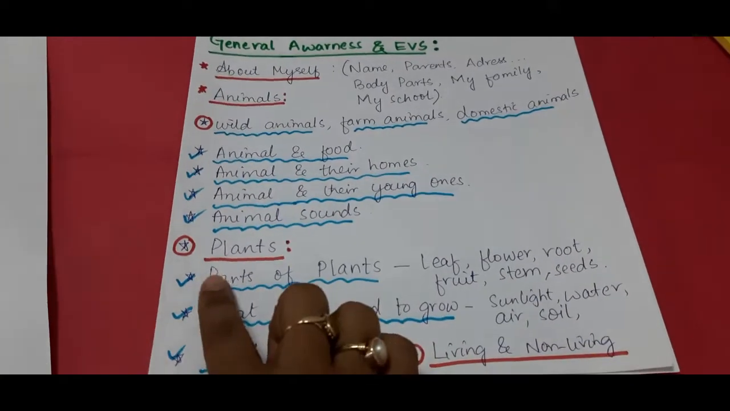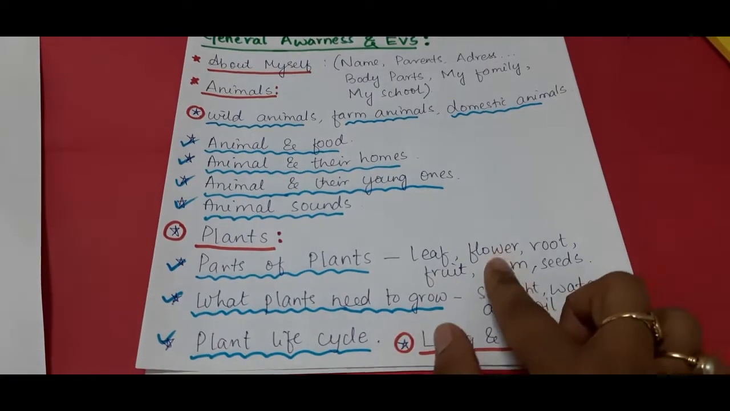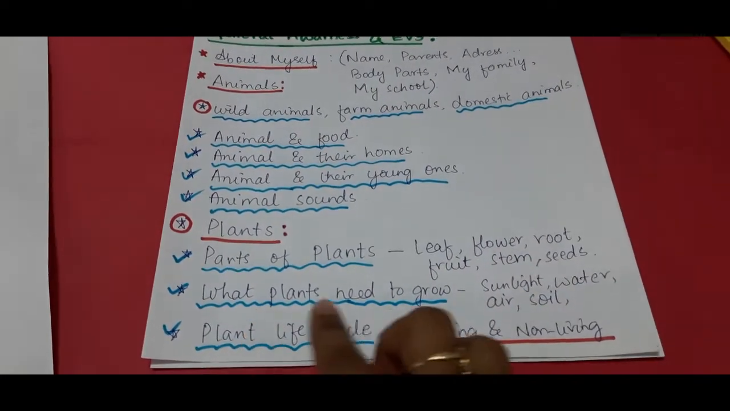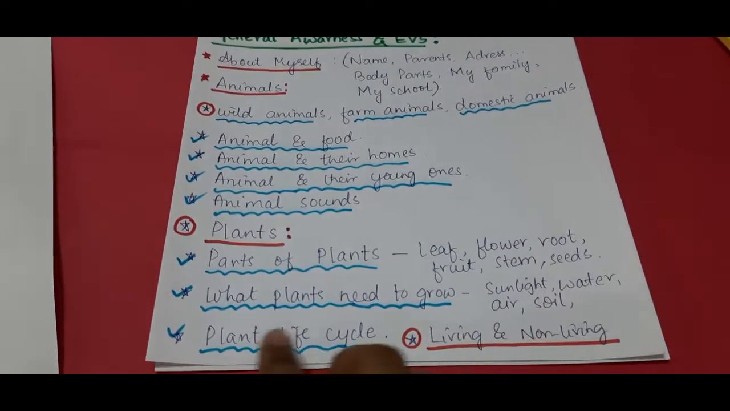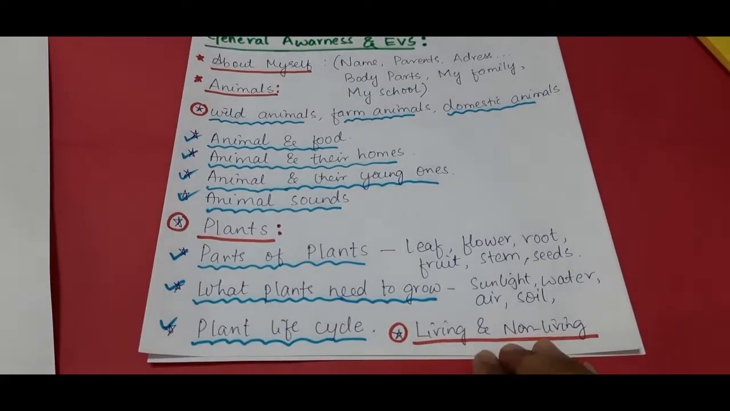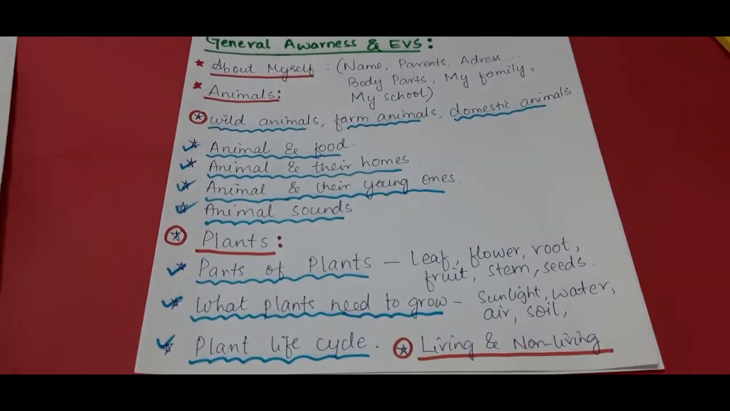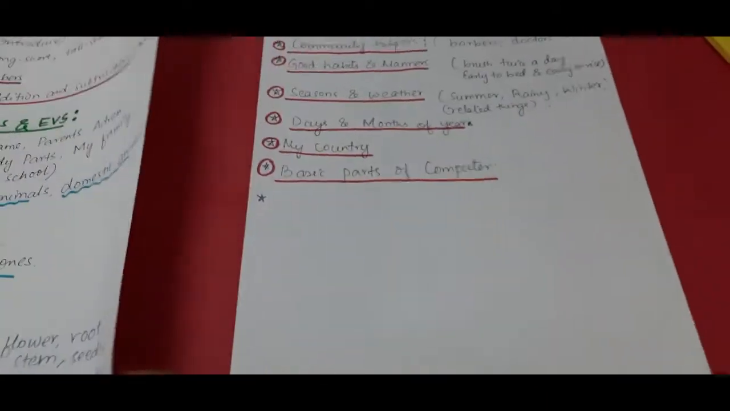Next is plants. In plants, parts of the plant: leaf, flower, root, fruit, stem, seeds. Or what plants need to grow: sunlight, water, air, soil. Plant life cycle. And a very important thing is living and non-living things. For this also I have put up a video, you can just check. So these are the basic general awareness things that they need to know.